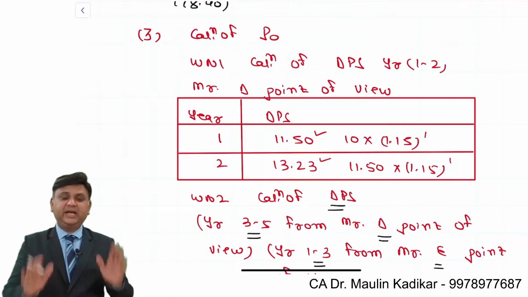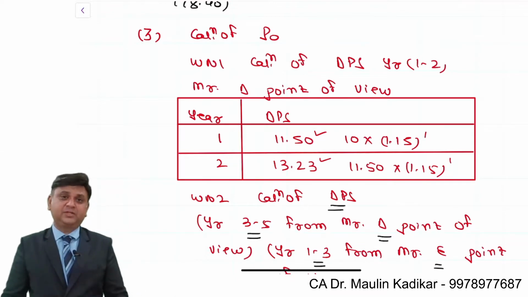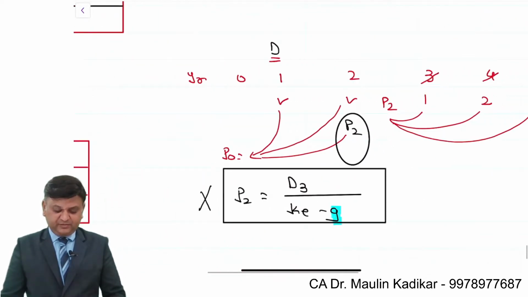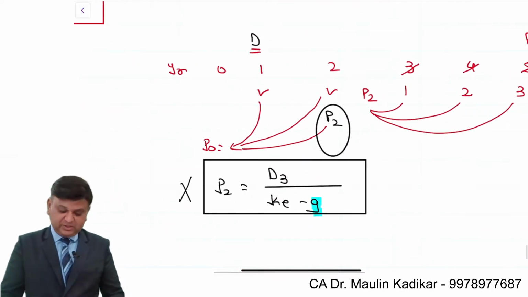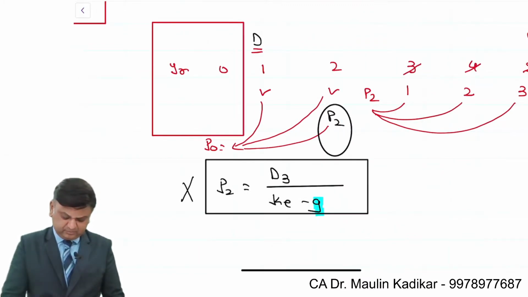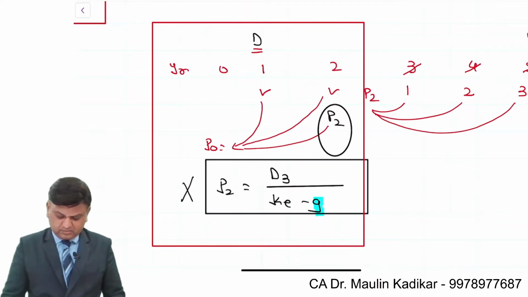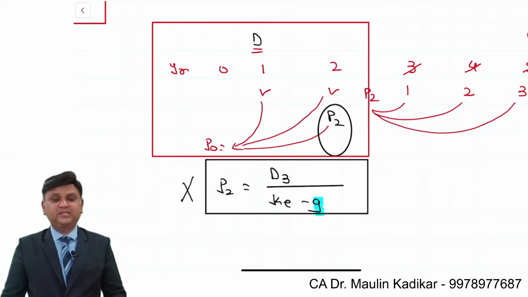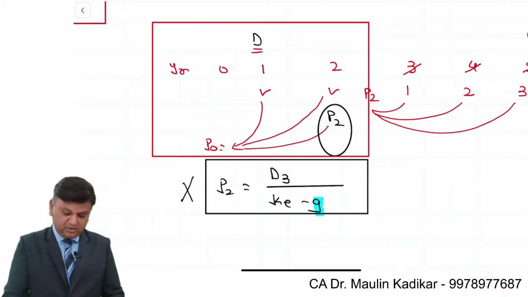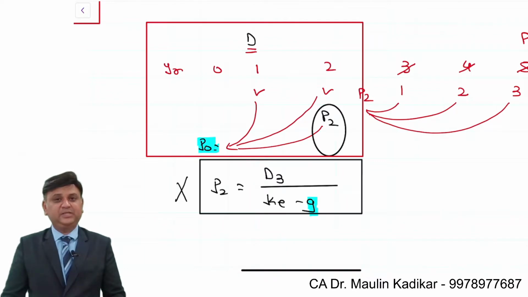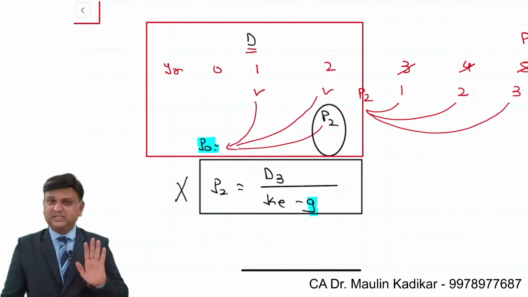I am giving the entire explanation once again for the third part of the question. See, first of all, we understand that for the purpose of P0 calculation, we have to do something like this. That is first and second year dividend and price of the security at the end of the second year. All of them have been discounted to year 0, and that is the way the P0 is found. That is a simple process.